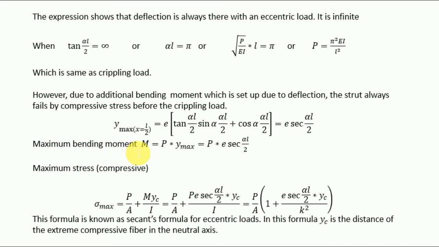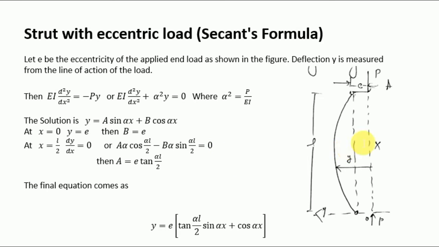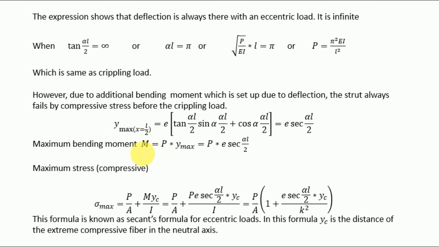Then the maximum bending moment occurs as P into y max. Obviously the moment is force into distance, and the force acting on this axis is P. The distance is the maximum deflection, y max. So the moment at this point, the crippling point or the failure point where the maximum deflection occurs, is P times y max. Putting the value of y max in here, we have a bending moment equal to P e sec alpha L upon 2.